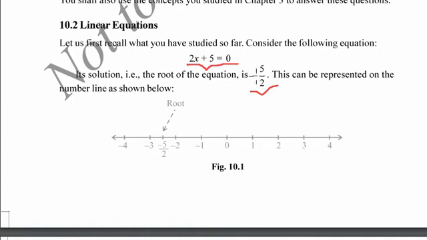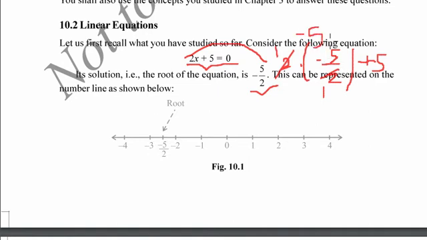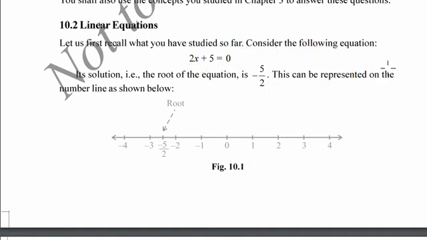Now let us substitute the solution in the given equation. 2 times minus 5 divided by 2, plus 5. 2 one time, 2 one time. 1 into minus 5 is equal to minus 5. Minus 5 plus 5 is equal to 0. So the solution for this equation is minus 5 by 2.